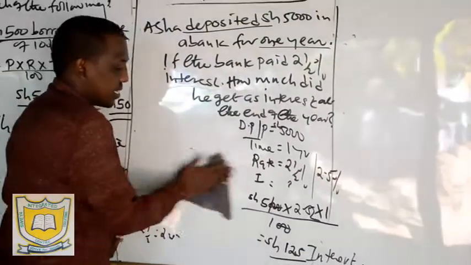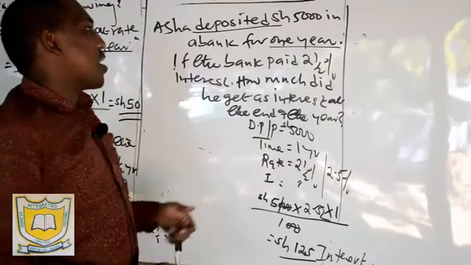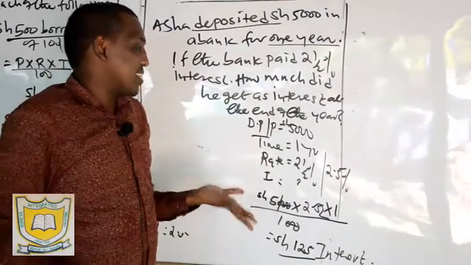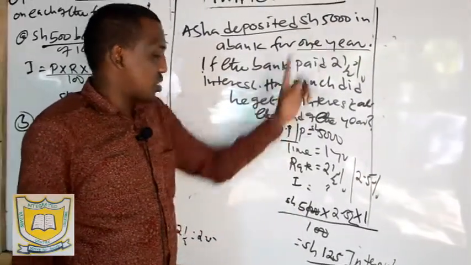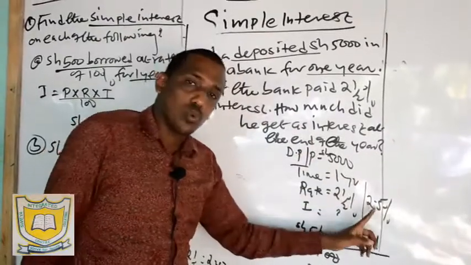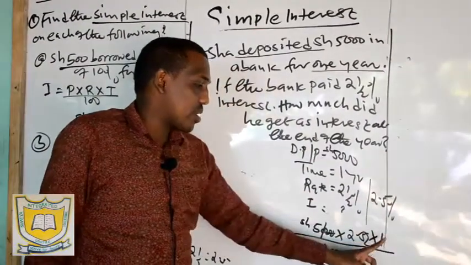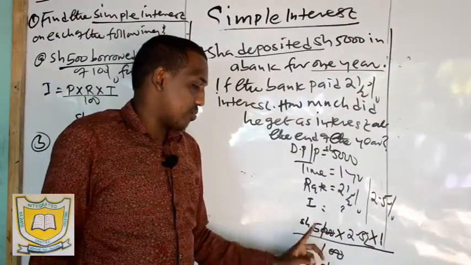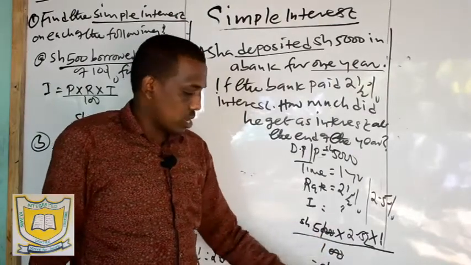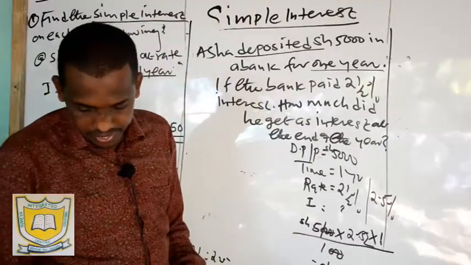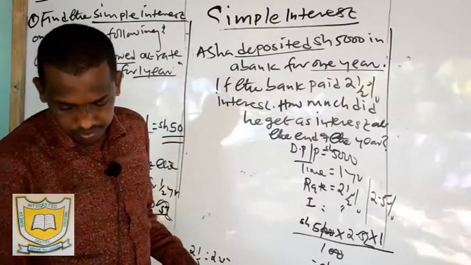It's very easy. So how do we get it? They're asking how much interest she got. Interest is equal to principal, deposit, which is 5,000, times rate 2.5, times time 1 year, over 100. Then after multiplying, you will get shillings 125 as interest. That is how we get it.